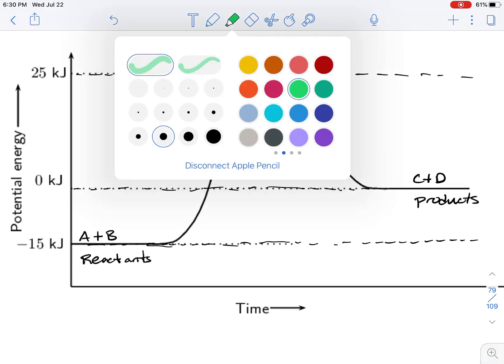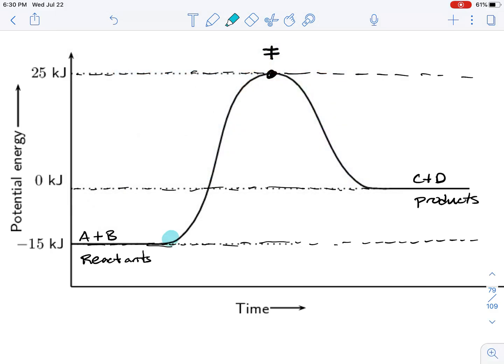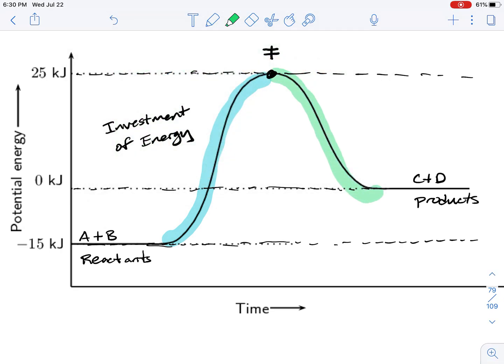And once again, I'm going to describe this portion as the amount of energy that's invested. So here we have an investment of energy. And in another color, I'm going to describe this as the return of energy.